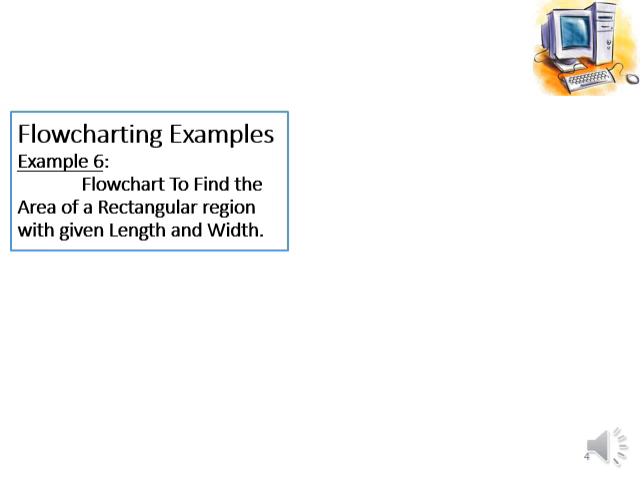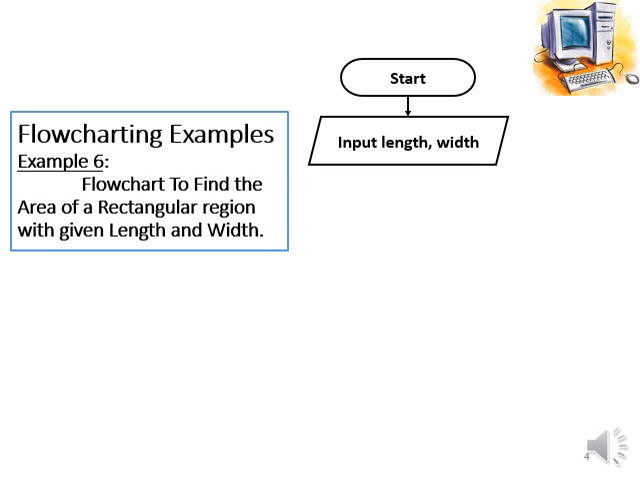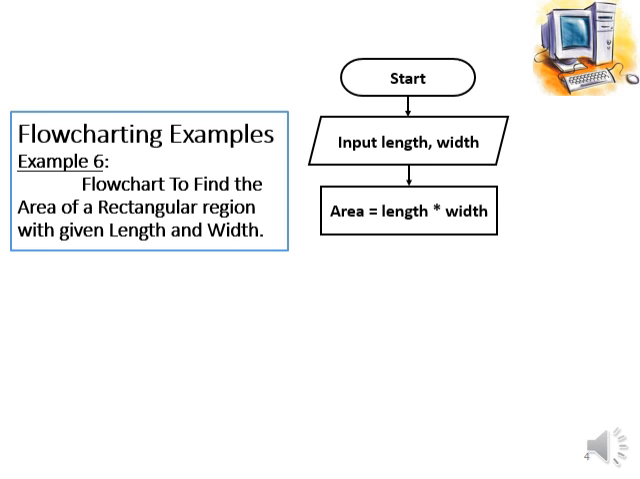Okay. Example 6 says: flowchart to find the area of a rectangular region with given length and width. We have to find out the area of a rectangular region with given length and width. First of all, the start symbol. Now in input we have got the length and width, so it is an input statement that is represented by a parallelogram. Now we are finding the area of this rectangular region by multiplying length and width. So it is a processing operation which actually performs a mathematical operation, that is multiplication. So it is represented by a processing symbol called rectangle. Inside this rectangle we are writing the formula for finding the area of a rectangle, that is area is equal to length multiplied by width.